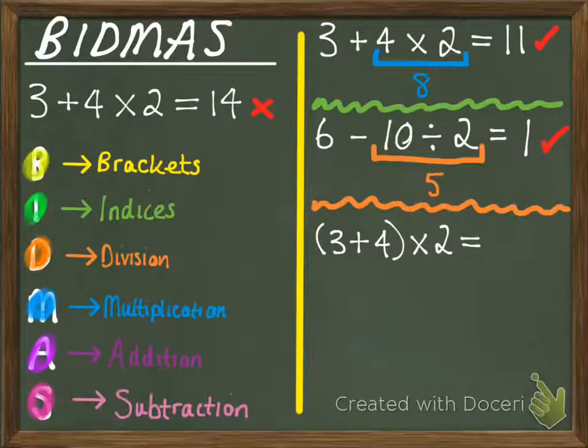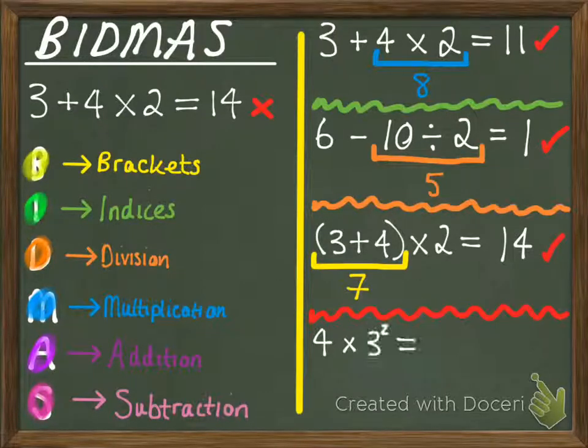Slightly harder again. Brackets, I have got brackets this time. So anything inside the brackets is what I need to deal with first. What have I got? I've got 3 plus 4 inside my brackets. 3 plus 4 is 7. Then I move on. Indices, haven't got any. Neither have I got any division. Multiplication, I have got the multiplication sign. 7 times by 2 is 14.